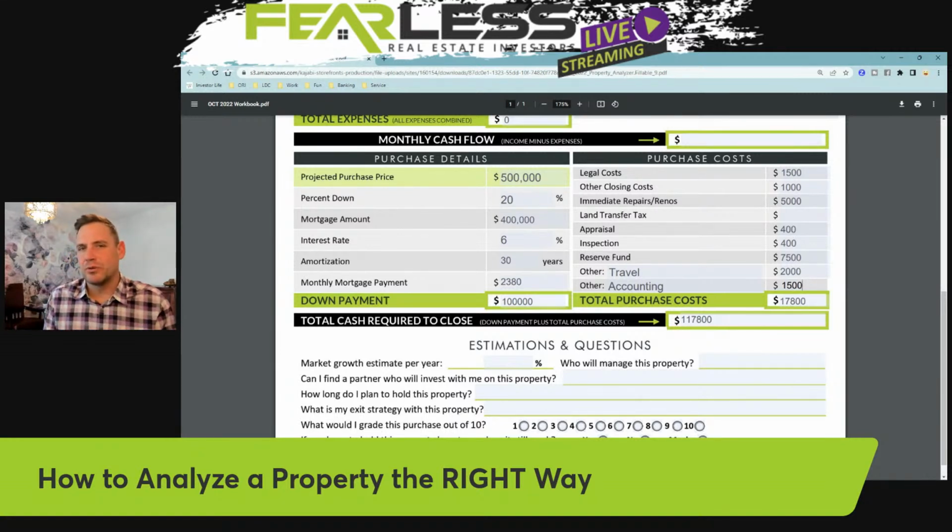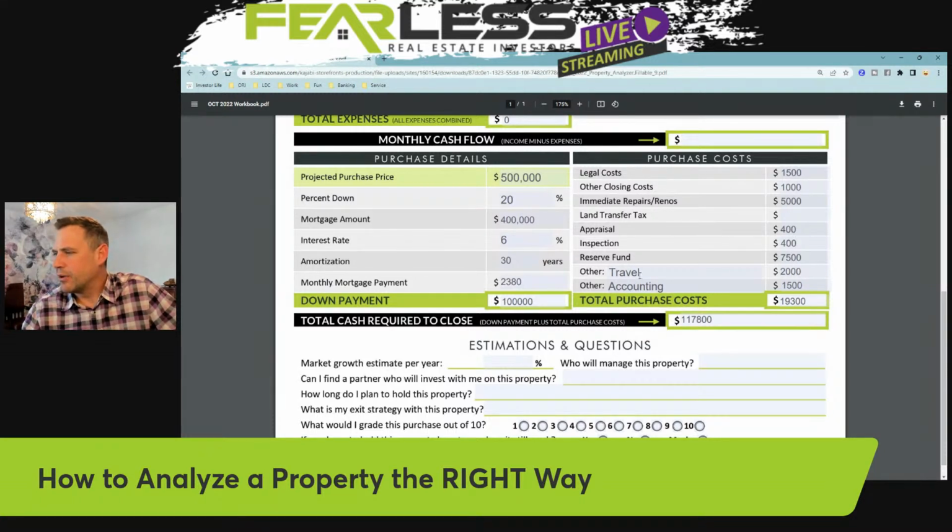These are the types of closing costs that we need to be aware of and put within our analysis upfront if we can. And of course, sometimes there's going to be extras that we can come up with, but that's why we're trying to get as close to that as possible. That's why we're throwing in reserve funds. That's why we're throwing in other closing costs. We're trying to overestimate what some of our expenses are going to be.